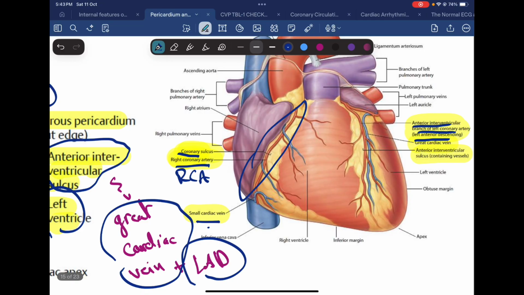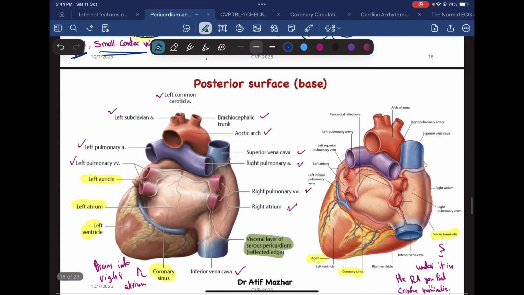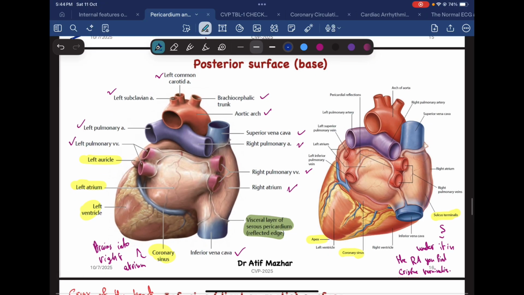Here we have the anterior interventricular sulcus, which means it's between the ventricles. It has the great cardiac vein and the LAD. Let's go to the posterior surface now. We already talked about them, and I'm not going to repeat them again for the sake of time.